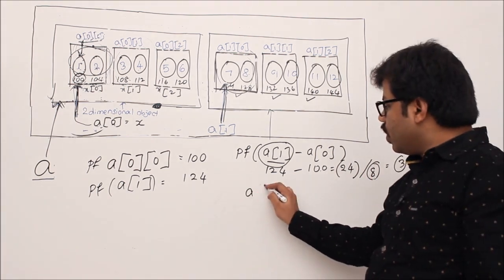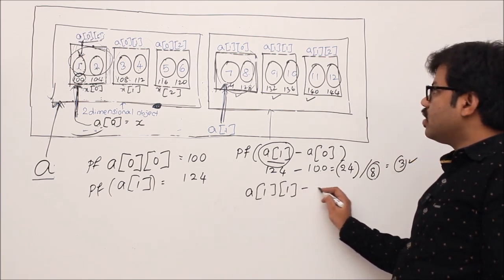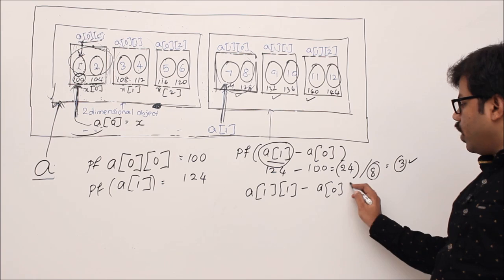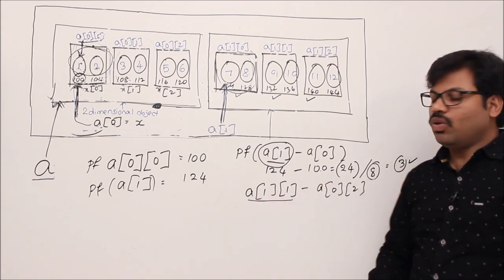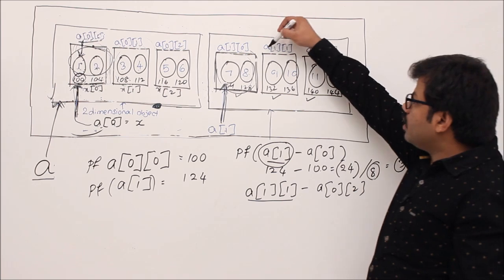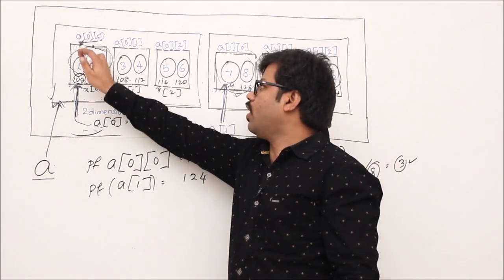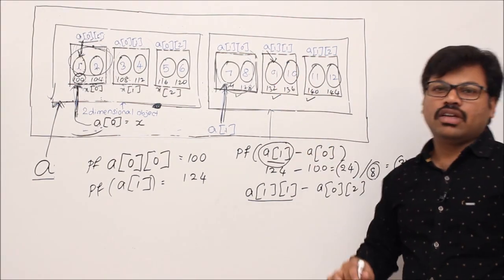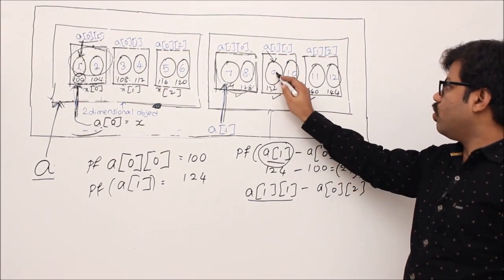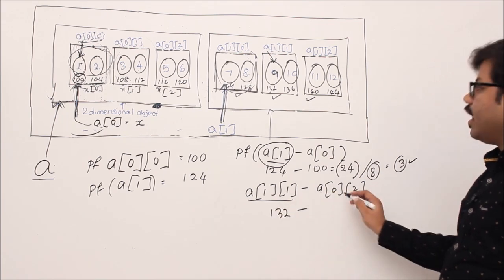What if you do A of 1 1 minus A of 0 2? What do you get? We'll see. We'll ask first, A of 1 1, who are you? A of 1 1 is a pointer to integer, correct? You see, A of 0 0 is a pointer to integer. Similarly, A of 1 1 is a pointer to integer. And what is it pointing to now? To 9. So what is the address? 132. Minus, what is A of 0 2?